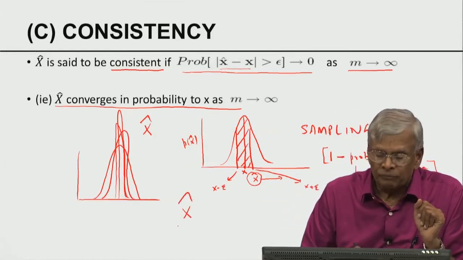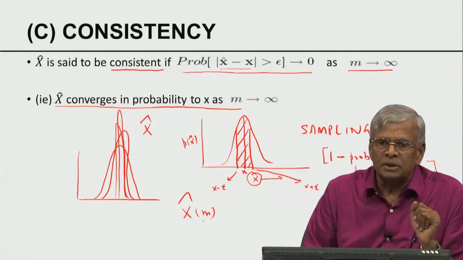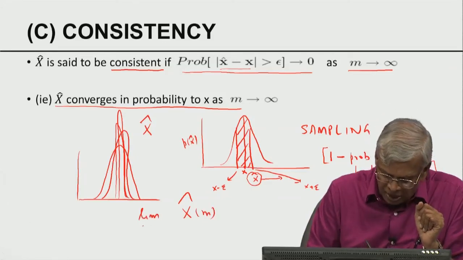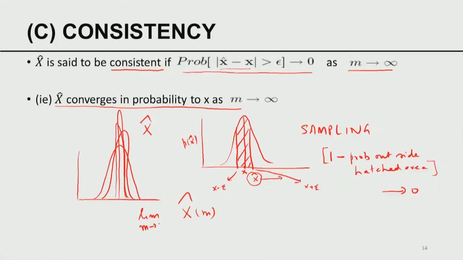The estimate x hat, which is a function of the number of samples, in the limit as m goes to infinity, lies in a region which is very small. That means the probability of it lying outside this region goes to 0. If my estimate satisfies this property, it is called consistent. So consistent estimators are very natural choices. This is called convergence in probability of x hat to x in the probabilistic language.